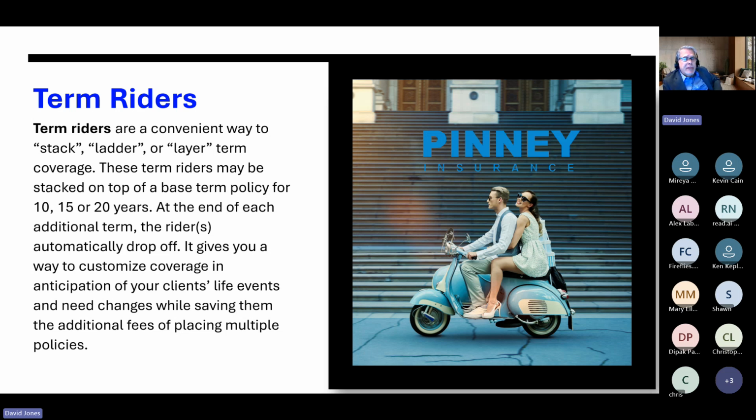If a policy or carrier offers the term riders, it's a convenient way to stack or ladder or layer the term coverage. The term riders may be stacked on top of the base policy, and at the end of each term, they automatically drop off. And the benefit to that is you don't have to pay additional fees and things for multiple policies. Same effect, just easier way of going about it. Automatic, kind of a no-brainer. It takes care of itself as you go through life.